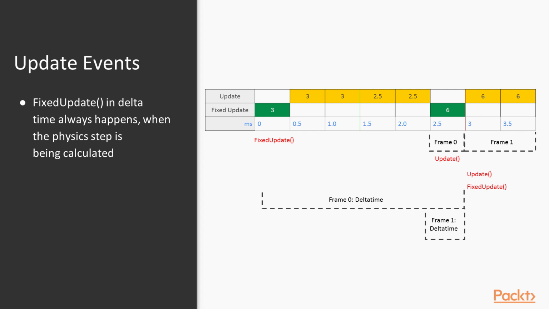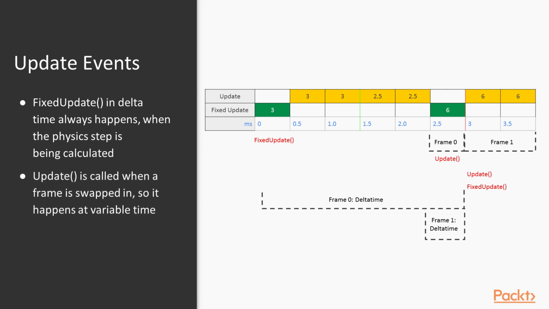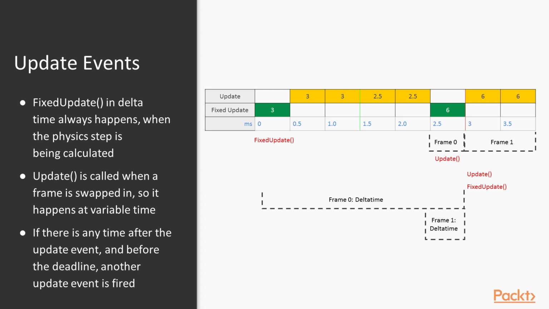As you can see, this means the fixed delta time should be reasonably constant, which is important for the physics model, but the update delta time can vary wildly. Fixed update events fire at a fixed interval, and the update event fires every time there is time available between them. If any time is left after an update event and before the deadline, another update event is fired.